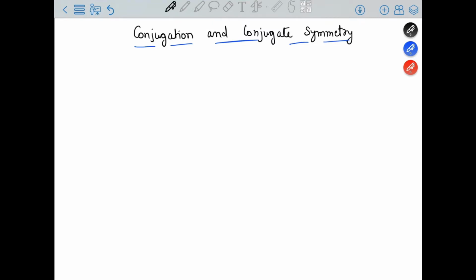So what this property states is that suppose x(t) has a Fourier transform which is represented as X(j omega). Then if we take the conjugate of x(t), x conjugate of t will have an equivalent Fourier transform represented as X conjugate of minus j omega. So this is the property of conjugate symmetry. We will try to derive this property in a very short way.